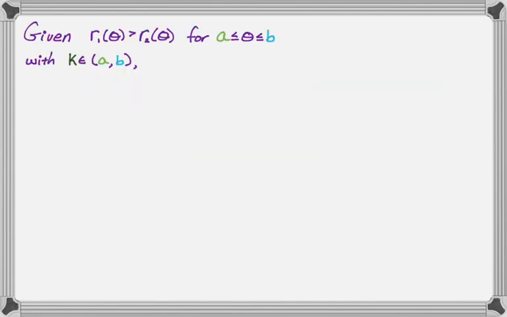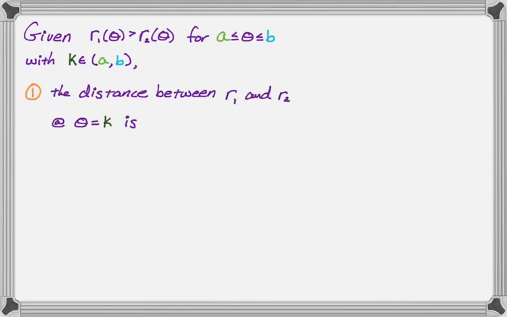So we're given that r1 is greater than r2 between two theta values, so between a and b. And then k is going to be a value that's on that interval. So k is somewhere between a and b. In this context, the distance between r1 and r2 at theta equals k is just given by, I'm going to name it d of k, and it's just r1 of k, which is the bigger curve, minus r2 of k. So we're just doing larger minus smaller.